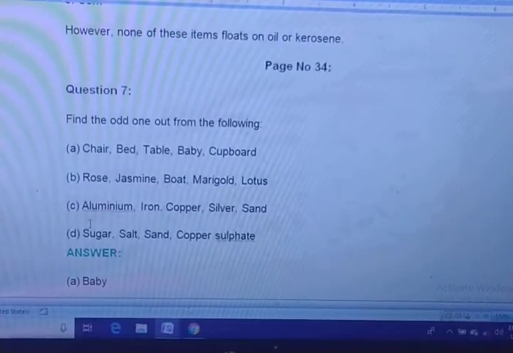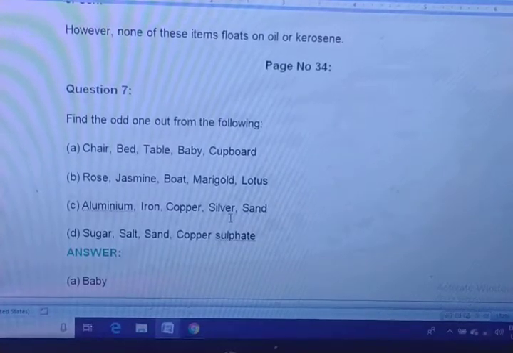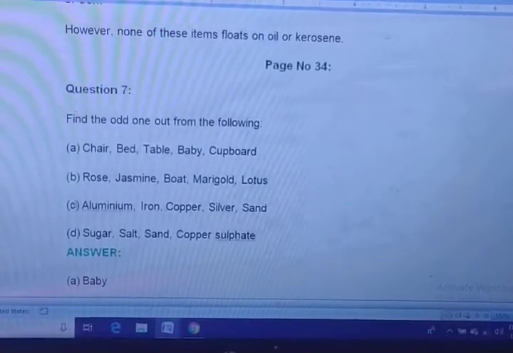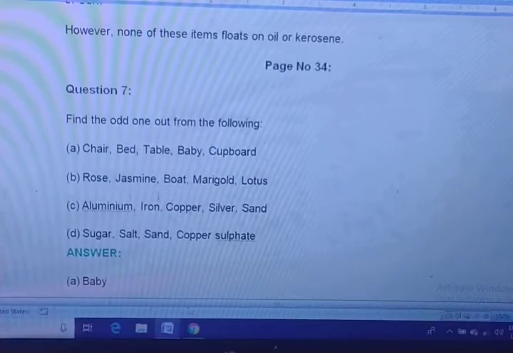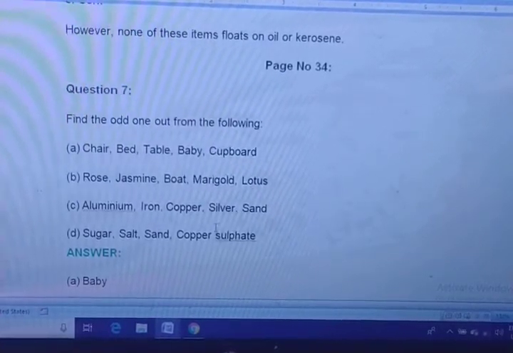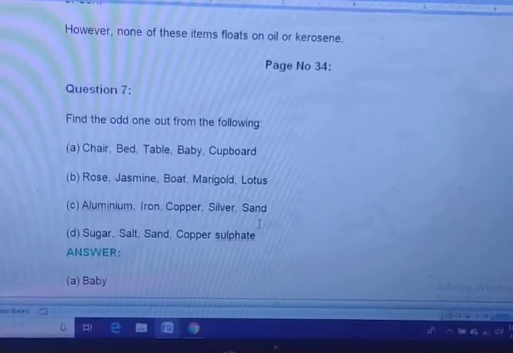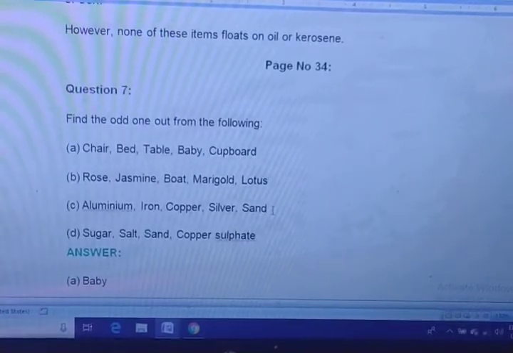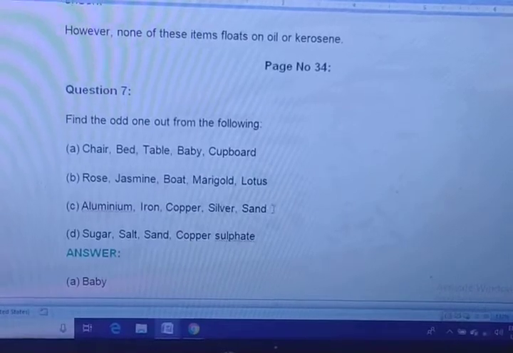Now we are moving towards question C: aluminium, iron, copper, silver, sand. See, iron is a metal, aluminium is also a metal, copper is also a metal, silver is also a metal. Is sand a metal? No, sand is not a metal. So sand does not come in this category.